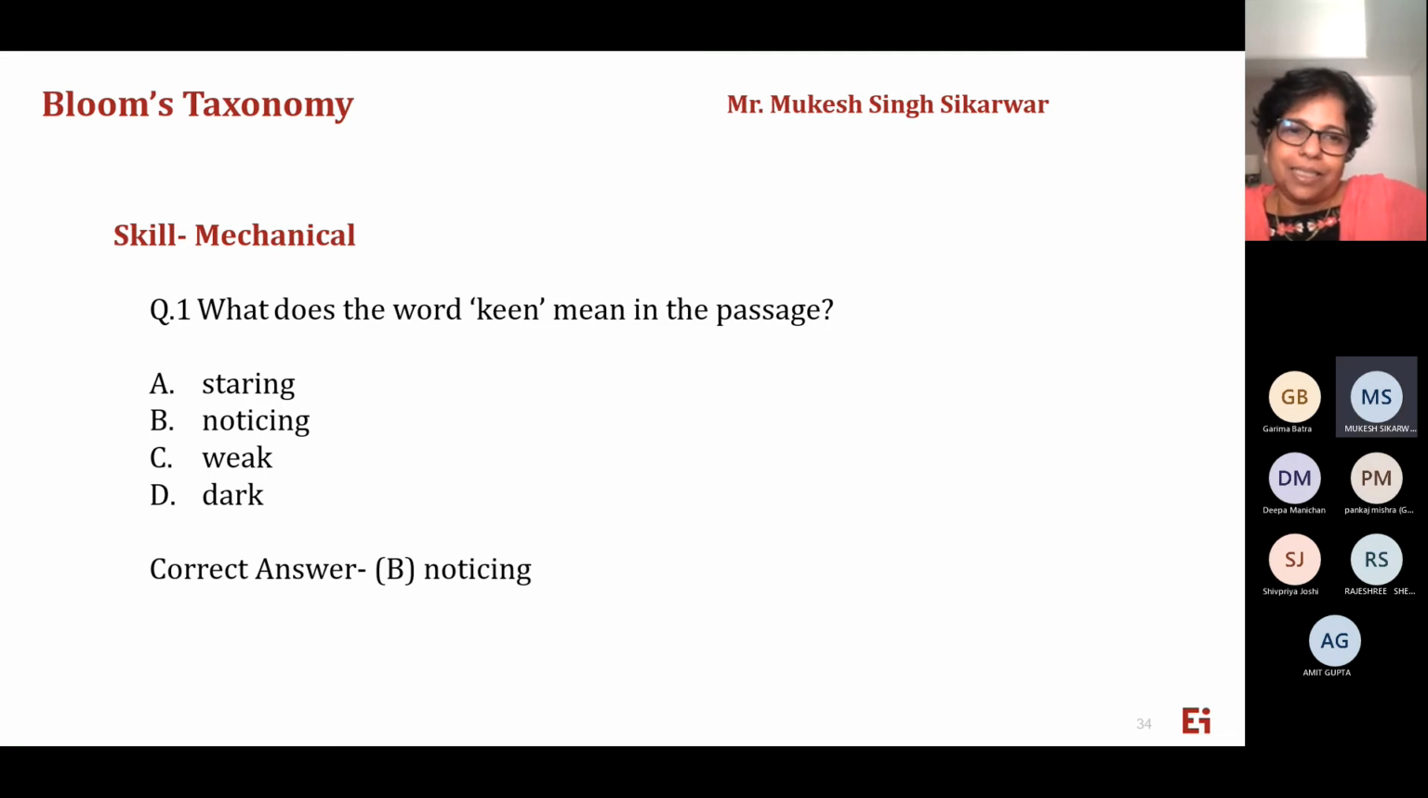See, if those students opt for option A, staring, then I would interpret that there is a misconception. This question is asking for the synonymous word for keen. At the same time, it is evaluating the misconception of the learners also.